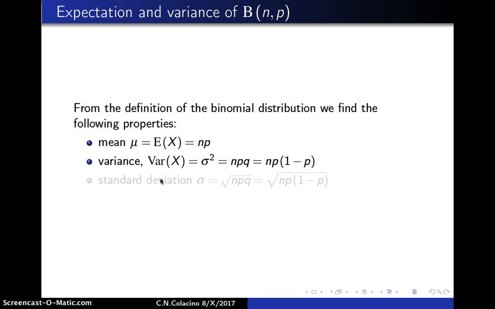The variance, sigma squared, is equal to n times p times q, so np times 1 minus p, because q is 1 minus p. And the standard deviation is nothing but the square root of this number.